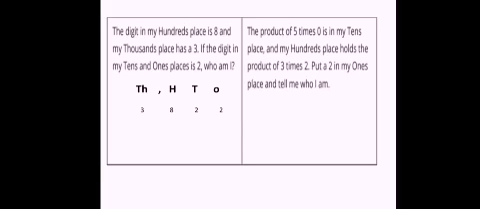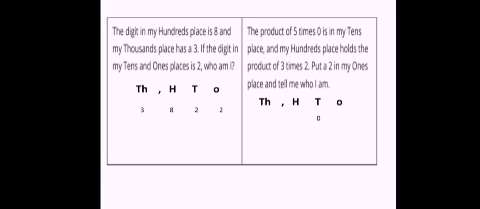This number is 3,822. The next one: the product of 5 times 0 is in my tens place, and my hundreds place holds the product of 3 times 2. Put a 2 in my ones place and tell me who I am. This will be the same. I will put my columns here: ones, tens, hundreds, thousands, and we will start from the beginning. The product of 5 times 0 is in my tens place. Now, 5 times 0, that means the product will be 0. So my tens place here is 0.